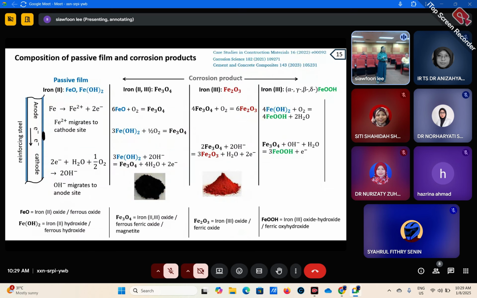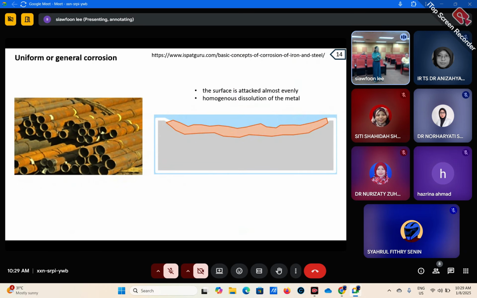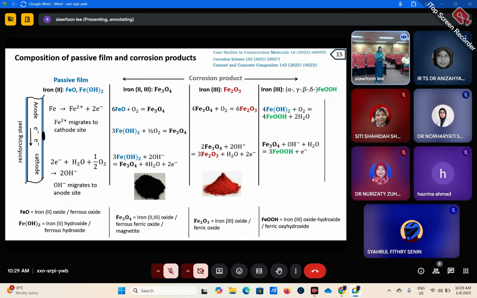Okay. And now I'm going to review the composition of the passive film and the corrosion products. For example, you see the rust here. What is actually inside this rust? What kind of elements compose all this rust? So now I'm going to review all this.